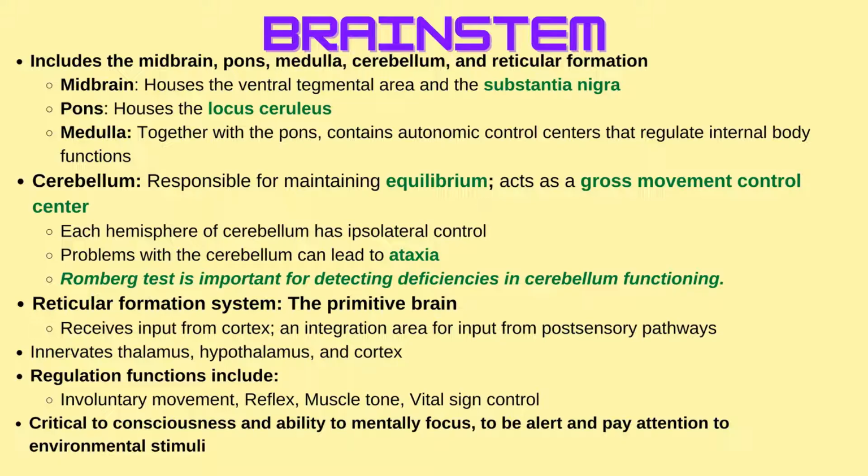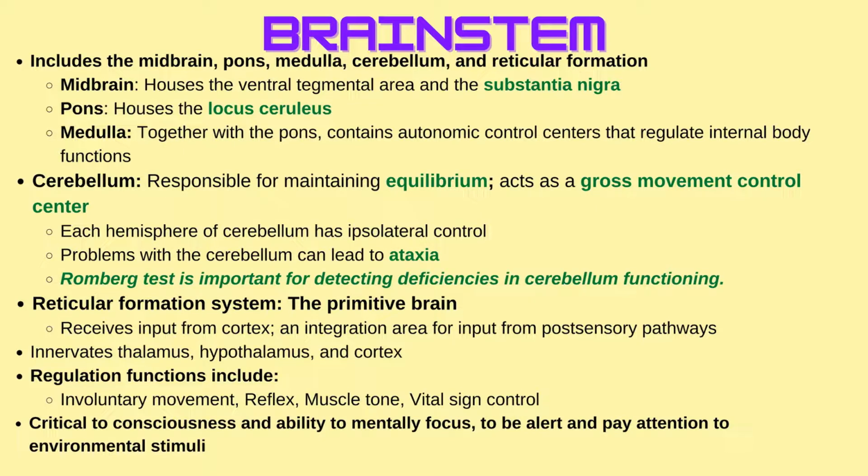Problems with the cerebellum can lead to ataxia. Ataxia is uncoordinated and inaccurate movements. Now, when there is a person that has a problem with the cerebellum, we would do a test called the Romberg test. It's important for detecting deficiencies in cerebellum functioning.